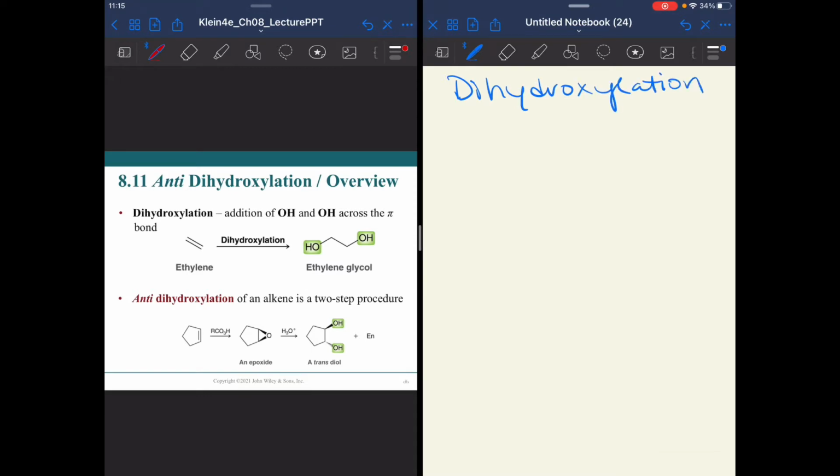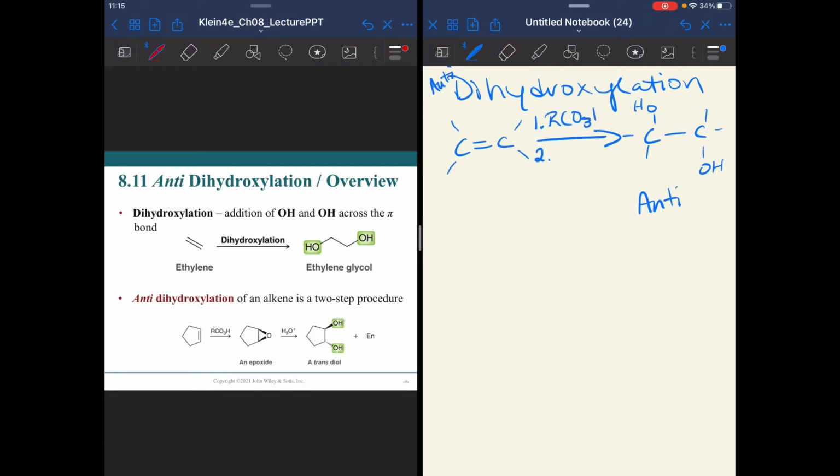dihydroxylations. We are going to put an OH on either side of the double bond. And the first one we're going to look at is an anti-dihydroxylation. So we will put an alcohol on opposite sides, and then we'll go ahead and look at syn. So the anti-dihydroxylation is done in 2 steps. It's a 1-2. I'll put anti up here.